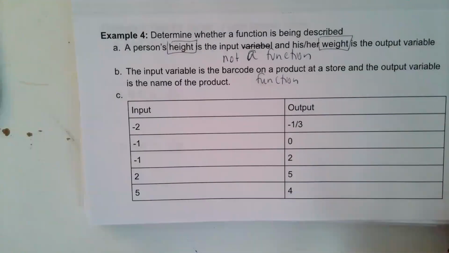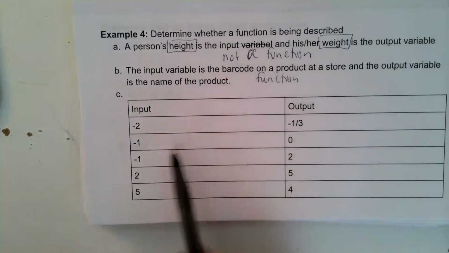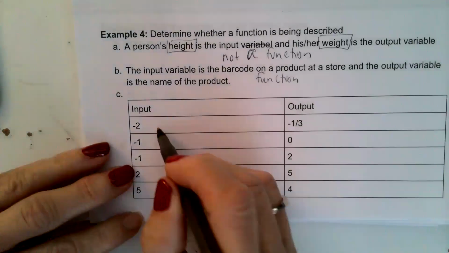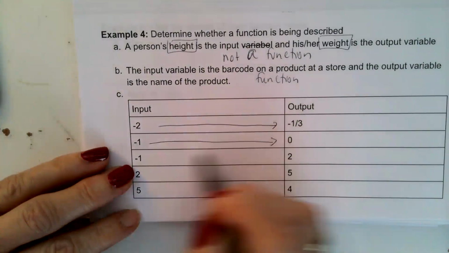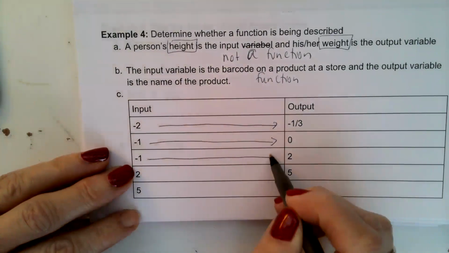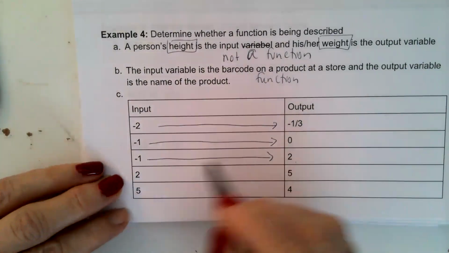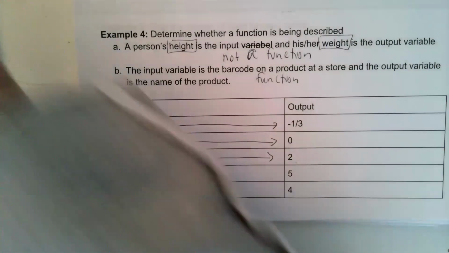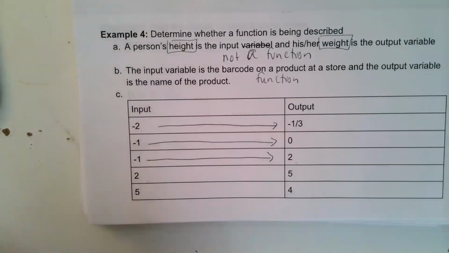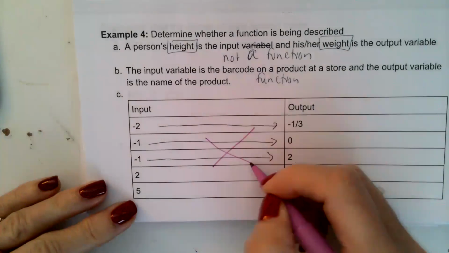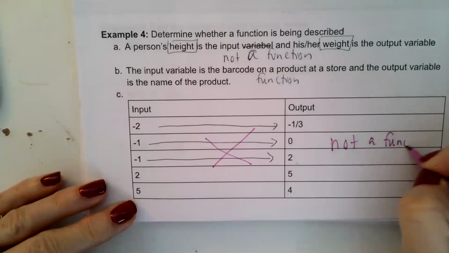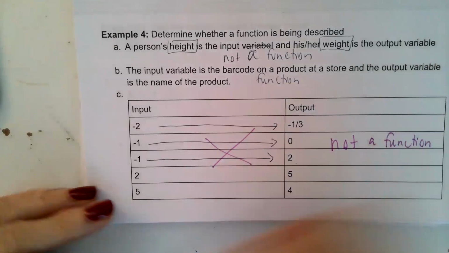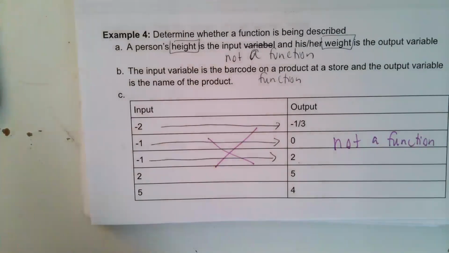Letter C, we have some inputs and outputs here. -2 goes to -1/3, -1 goes to 0, and -1 is also trying to go to 2. So this is not a function, because -1 cannot have 2 outputs if it's a true function.